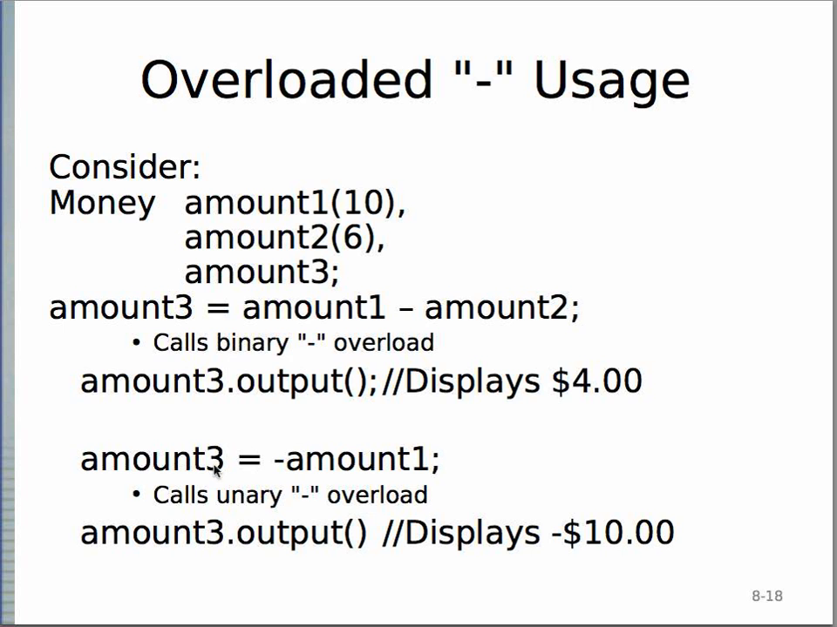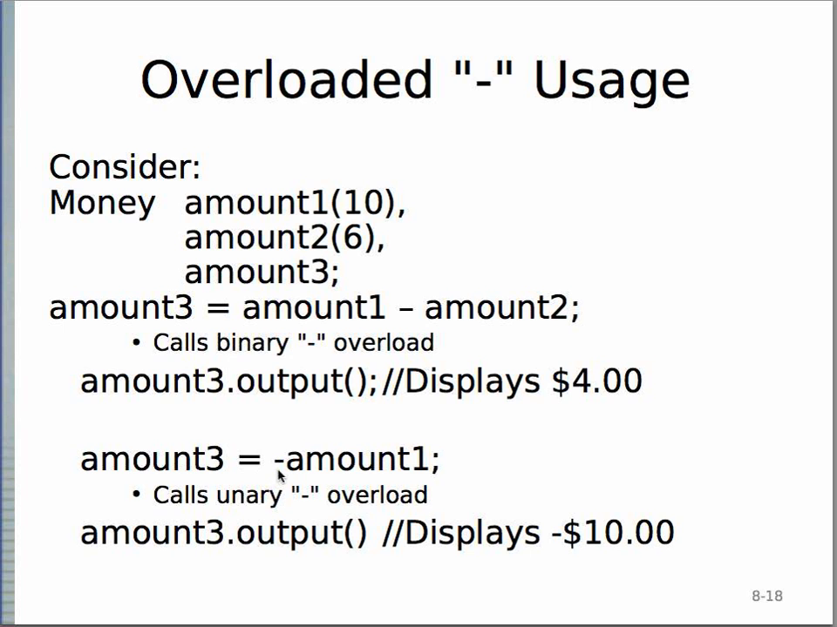If you were to say that amount3 is minus amount1, then this is a call of the unary minus operator, which negates whatever is in amount1. And of course we can define it to do anything we want, but that's probably the thing that makes sense. Negate each of the dollar and cent data members.